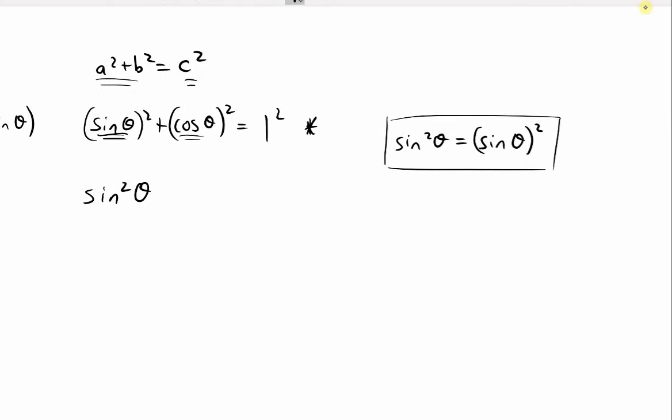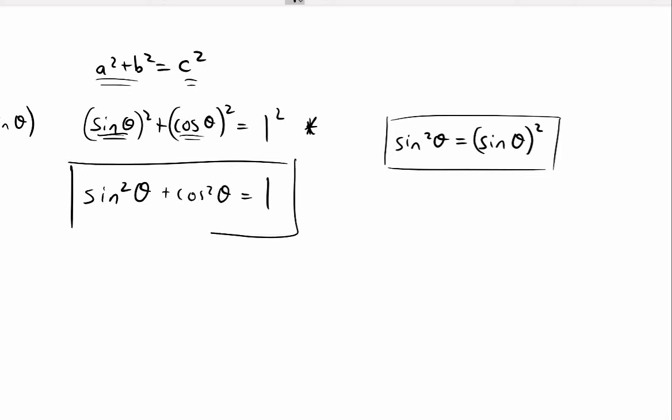So that would mean that we have sine squared theta. Also we have cosine squared theta. And of course 1 squared is 1. And then here is our first most important trig identity, putting lots of stars around this.